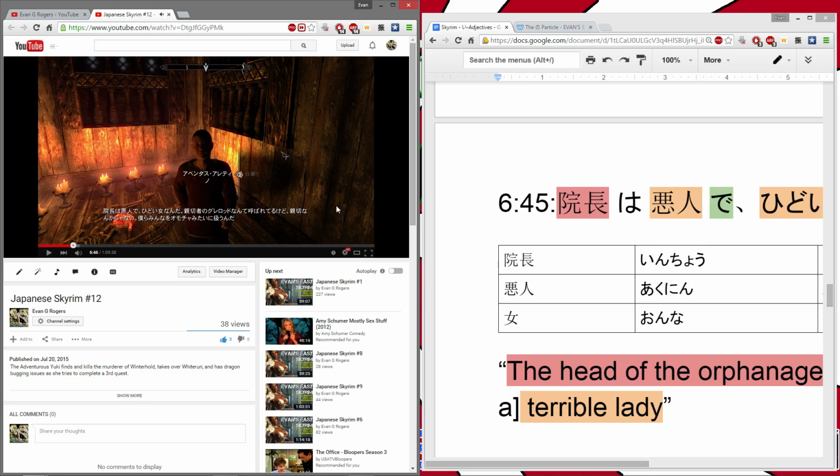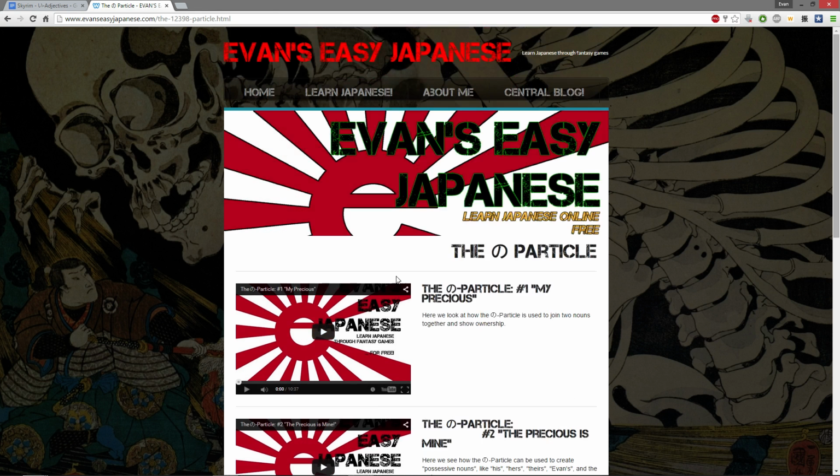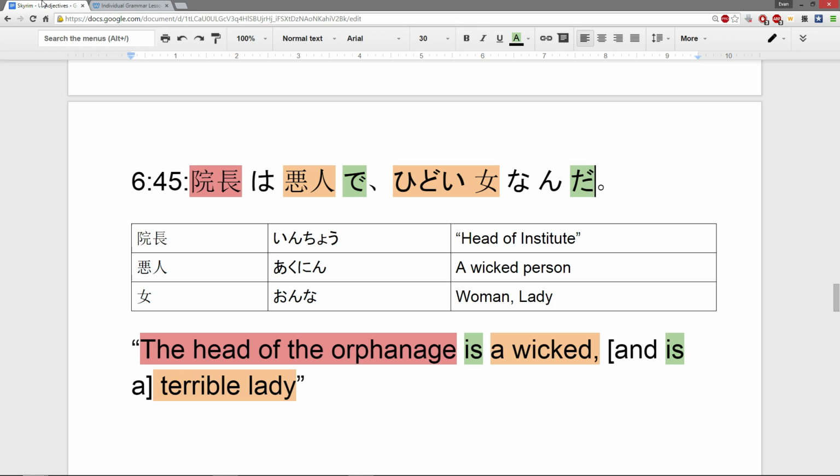Okay, so I must have miscopied it. He ends it with nanda instead of just da. Nanda. This is once again the extended predicate. The extended predicate is actually the n, da. It's actually the n followed by the da. And the na is here because it's a noun, and we put the noun, na, followed by the n, da. Once again, check out my video on the extended predicate and you can learn all about it. It's under the no particle under the individual grammar lessons.